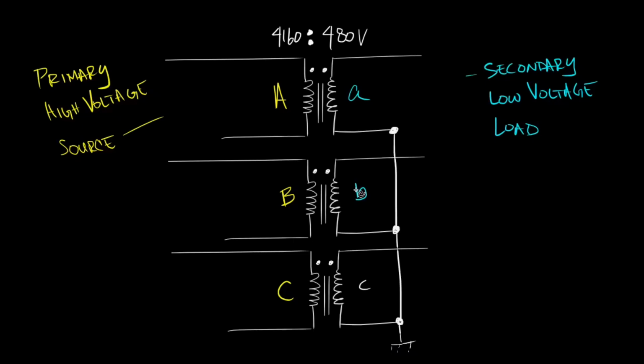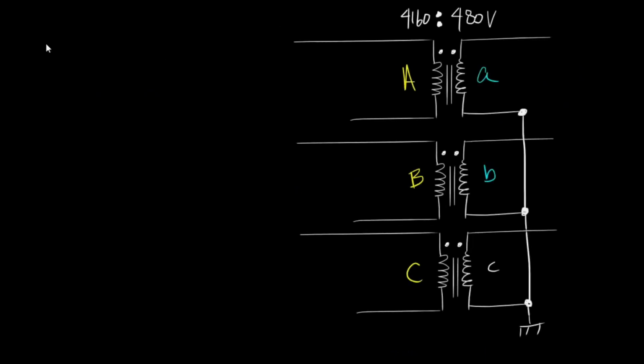The Y-grounded transformer connection has different characteristics than the Y-ungrounded transformer connection. This will be discussed in a different module. Now we'll connect our primary windings in Delta.